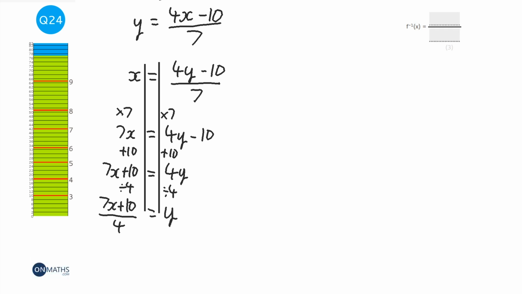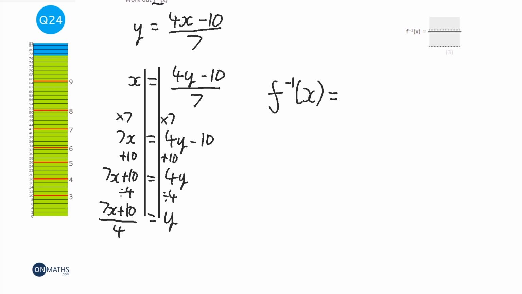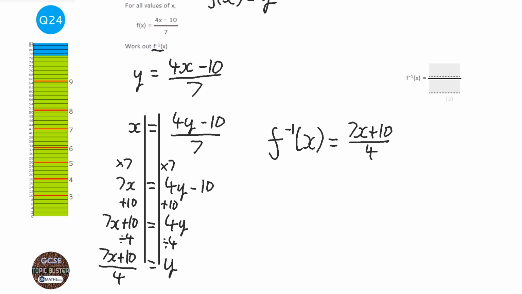Now, it's not y really, it's f inverse of x equals 7x plus 10 over 4. And the 7x and the plus 10 can be either way around. So 7x plus 10 over 4.